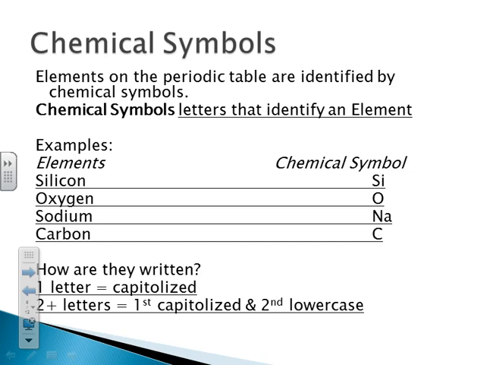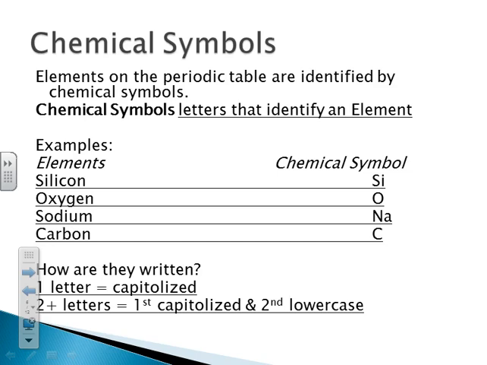Now take a look at the chemical symbols that have two letters. There are some on your periodic table that have two or more. But for the sake of this, let's just take a look up here at the chemical symbols that are up here on the slide. Silicon, capital S, lowercase i. Sodium, capital N, lowercase a.